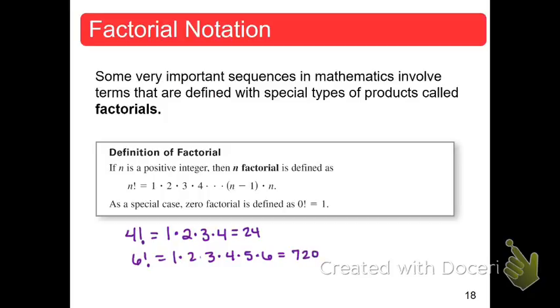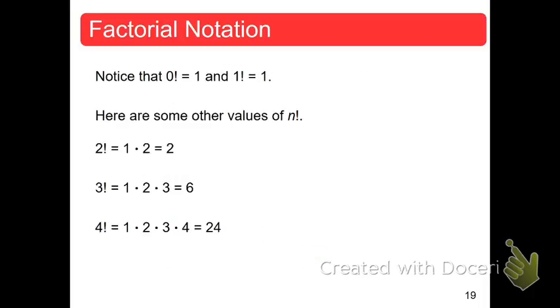All right. Now, you do need to know there's a special case here. The special case is that 0 factorial is equal to 1. So just make sure you know that one.